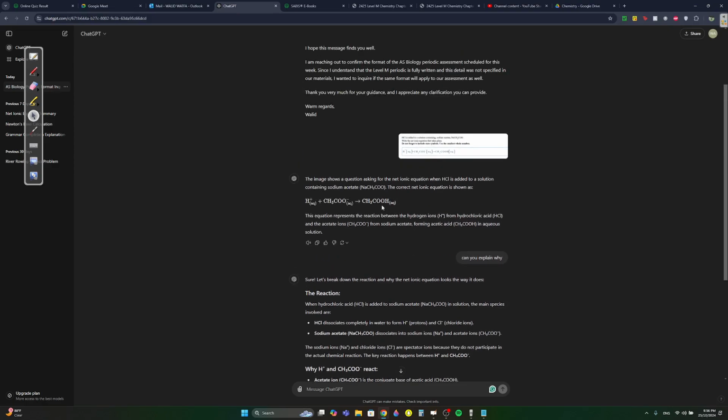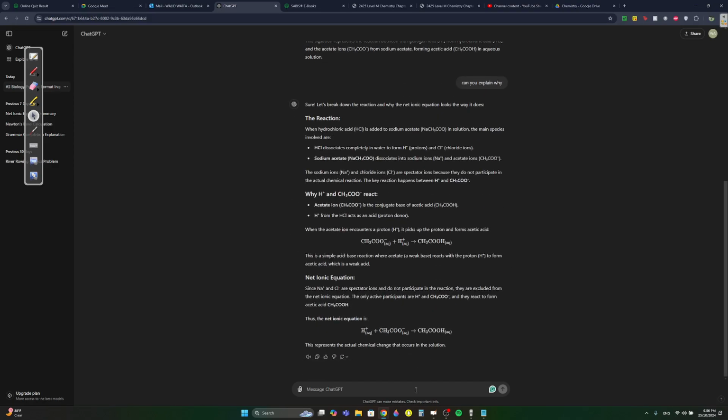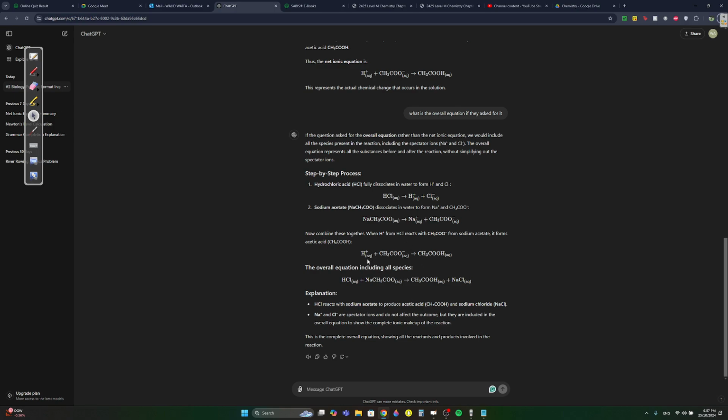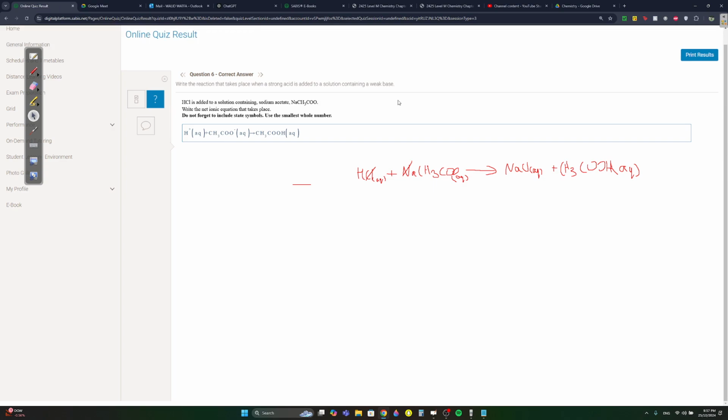Do you not get NaCl? Hold up. Okay, so here in the overall equation, like we wrote down over here, this was the overall equation. I think what they're trying to say is Na plus and Cl minus are spectator ions. Yani, they don't really affect the outcome, but they are included in the overall equation. So I think they're saying Na and Cl don't change anything, but the whole reaction that's happening is the H with the CH3COO. That's why that's the net ionic.